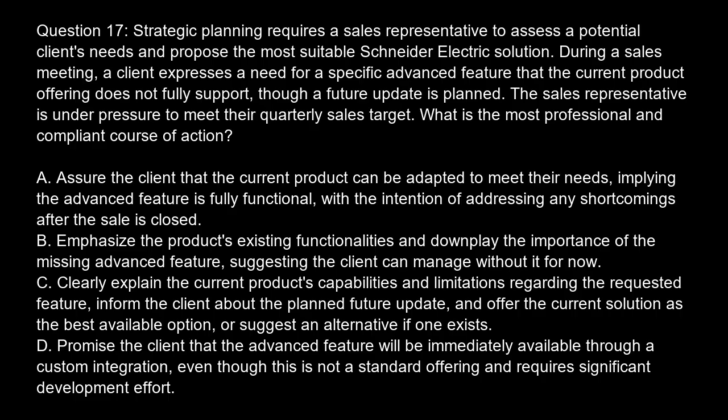Option C. Clearly explain the current product's capabilities and limitations regarding the requested feature. Inform the client about the planned future update, and offer the current solution as the best available option, or suggest an alternative if one exists. Option D. Promise the client that the advanced feature will be immediately available through a custom integration, even though this is not a standard offering and requires significant development effort.